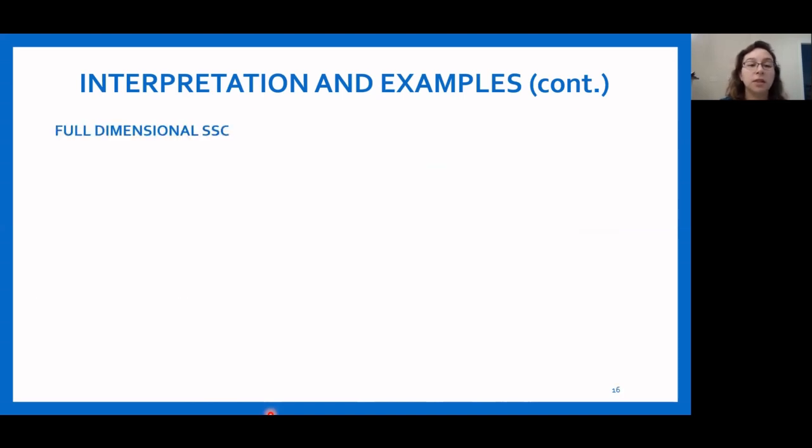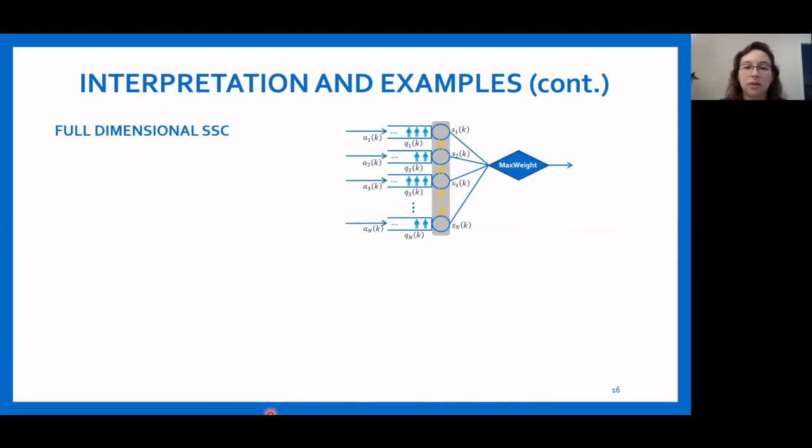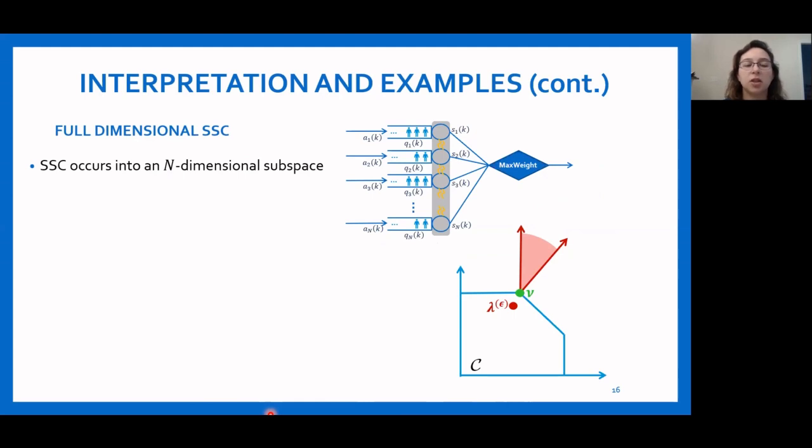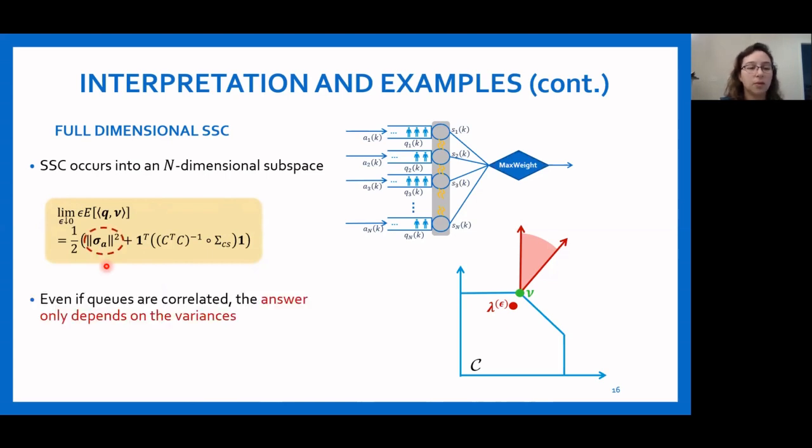Another interpretation is a generalization of the previous system. So consider a generalized switch and suppose that the state space collapses into an n-dimensional subspace. For example, in this picture, we have a two-dimensional system and we're collapsing to this red cone right here, which even though it is smaller than the whole space, is still two-dimensional. So in this case, our result gives this quantity. And observe that on the right-hand side, we only have dependence on the variance of arrivals, not on the covariance between them. And as I said before, an example of such a system is a parallel server system.